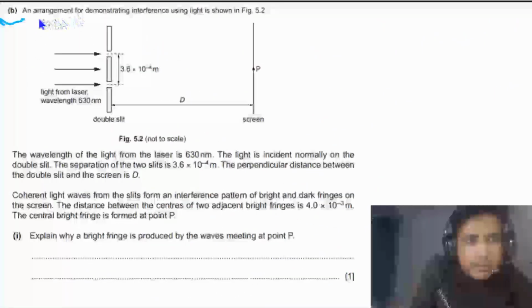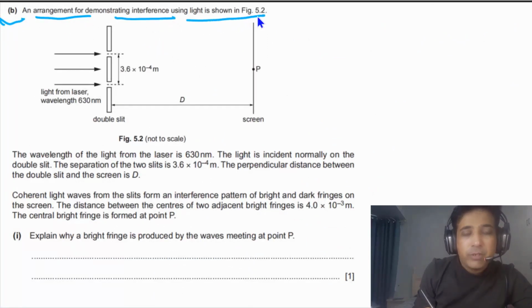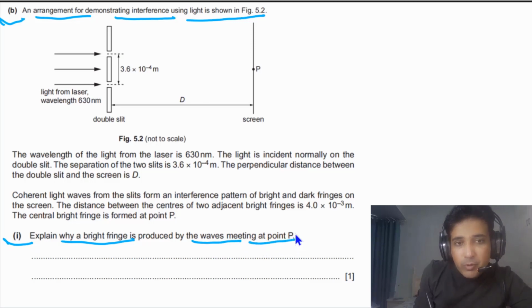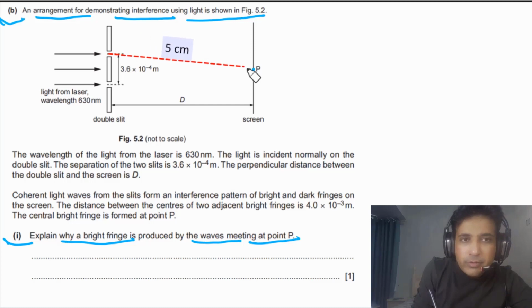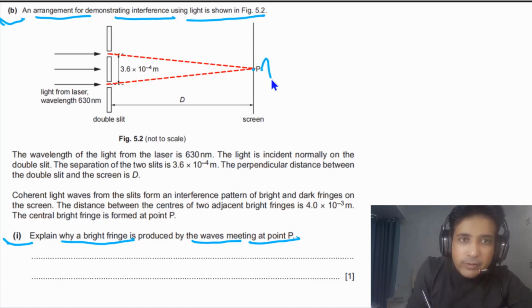For part B, it is given that an arrangement for demonstrating an interference pattern using light is shown in figure 5.2. For part B1, we need to explain why a bright fringe is produced by the waves meeting at point P. A bright fringe at this point is produced due to constructive interference between the two waves reaching this point. If you look at these two waves reaching this point, they will be in phase.